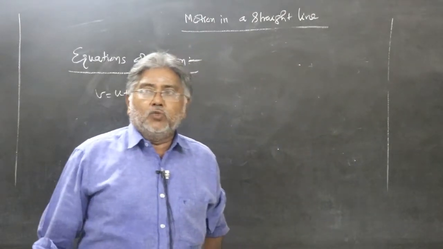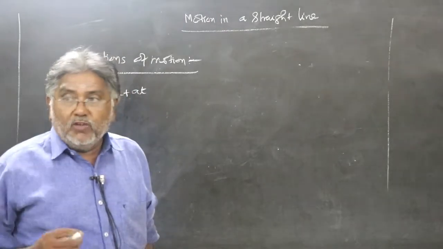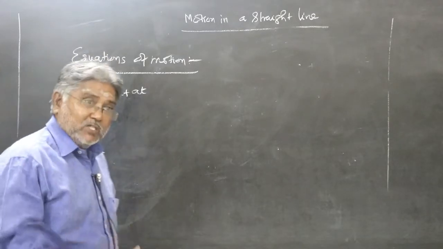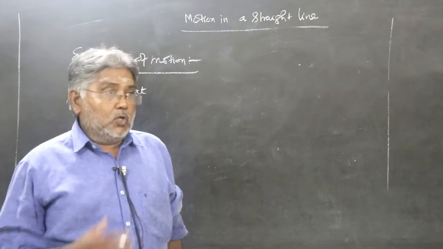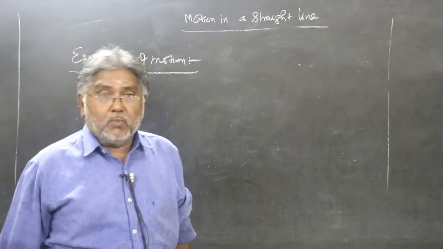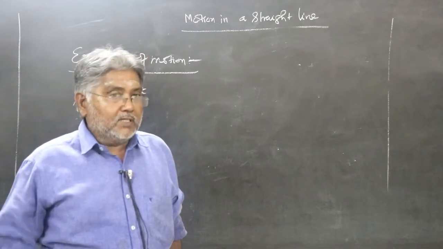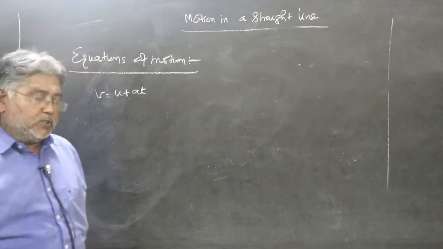All equations of motion are applicable only for a body which is undergoing uniform acceleration. For uniform velocity also you can apply. In that case, acceleration is 0 uniformly. So you can apply the equations of motion for a body undergoing uniform acceleration. That acceleration can also be 0, which means moving with uniform velocity.